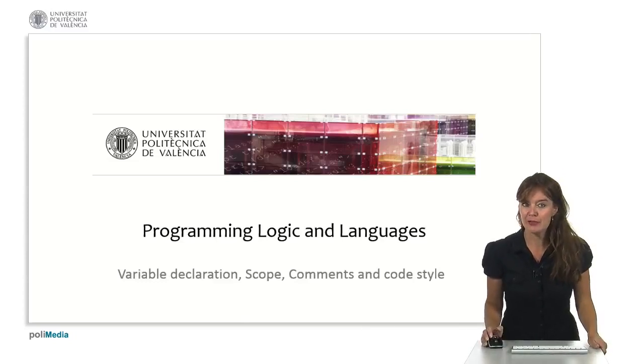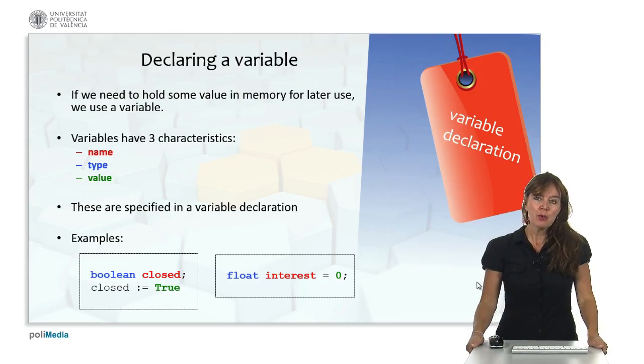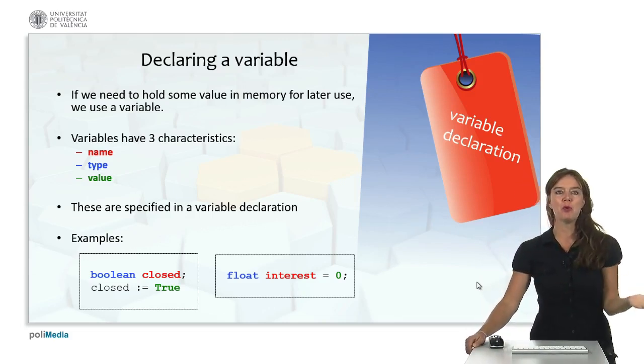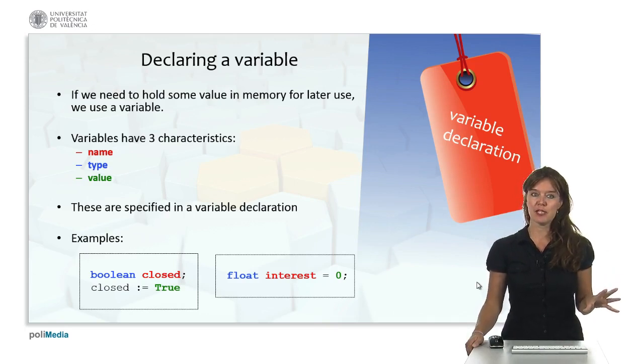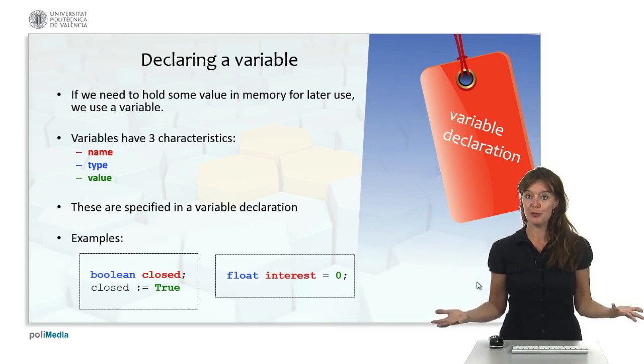Let's look at variable declaration, scope, comments, and code style. So what is a variable declaration? We've seen in a previous section that a variable has three characteristics. It has a name, it has a type, and it has a value. Each of these three characteristics we specify in a variable declaration when we declare a variable to be used.